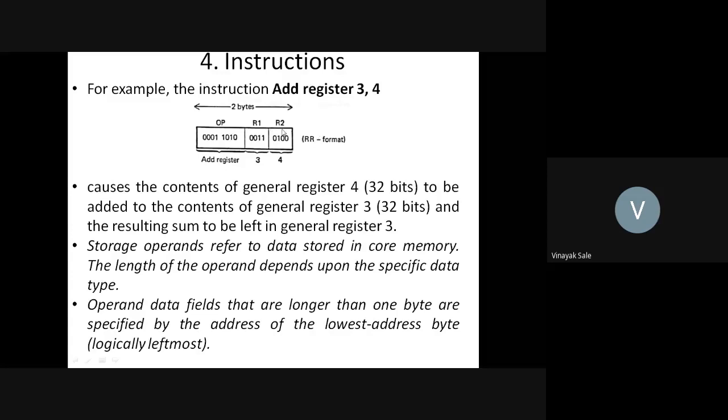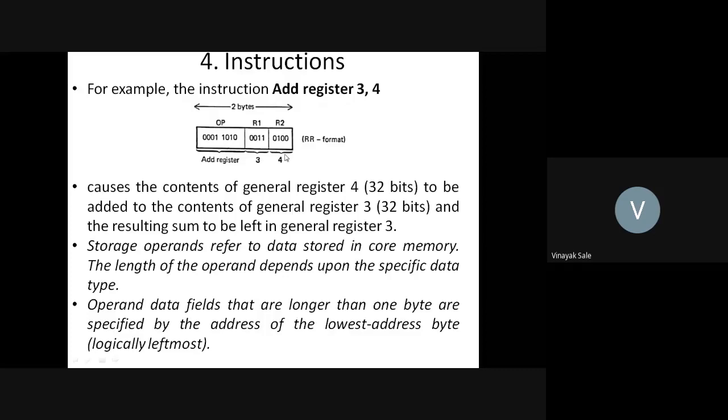So this contains 16 bits, that is 2 byte register format. So the first 8 bits are for the operation code, that is add register, then the next 4 bits for register R1 which stores the first value 3, and R2, the last 4 bits, which stores the value 4 in register R2.